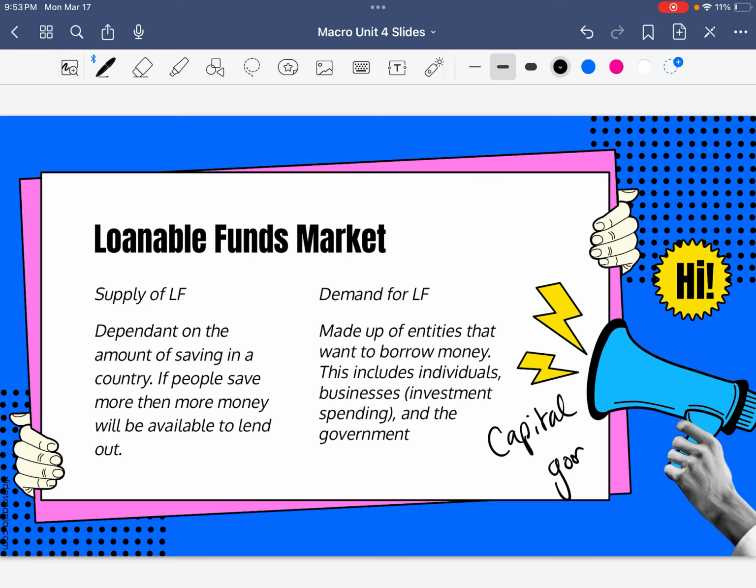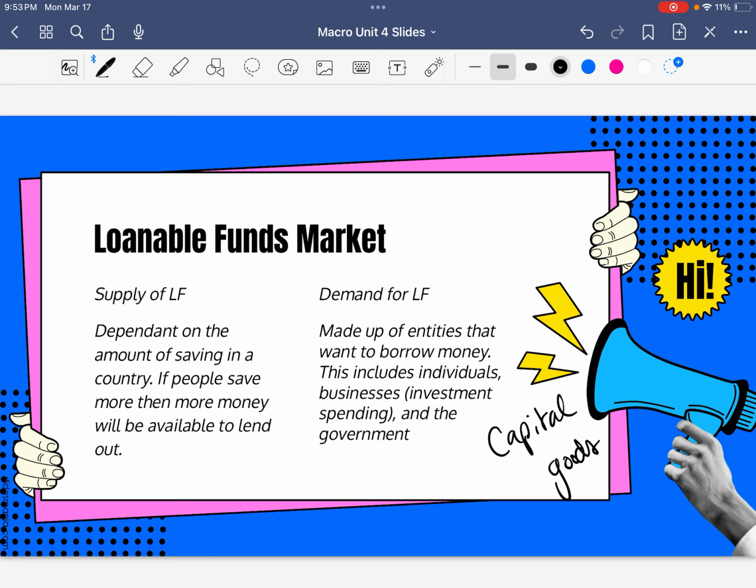Businesses borrow money to build new factories, to buy robots, to buy new industrial equipment, industrial sewing machines, giant mixers in like food factories and things like that. So they are the ones demanding or not demanding loans, loanable funds.